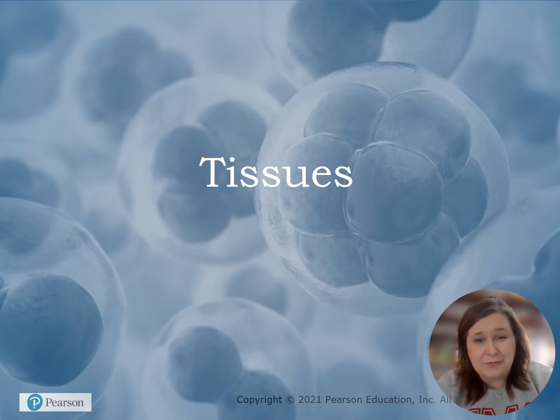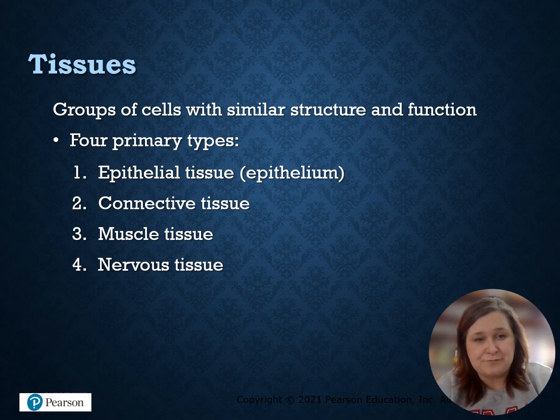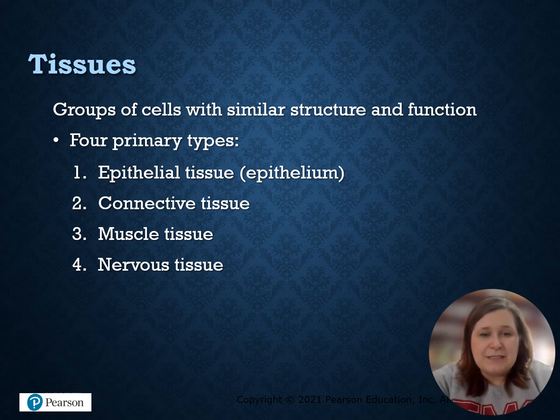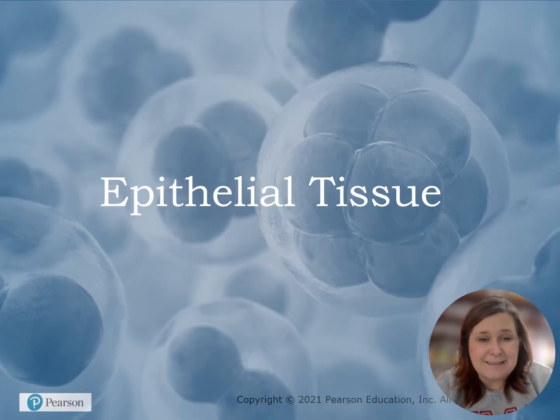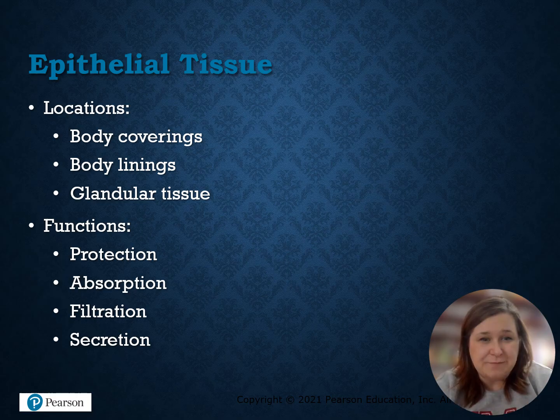So let's talk a little bit about tissues, because tissues are going to be very important for this class. I know we talked about them previously, but we're going to dive a little bit deeper in. So tissues are going to be groups of cells with similar structure and function. We're going to have 4 primary types: epithelial tissue, connective tissue, muscle tissue, and nervous tissue. Let's talk about epithelial tissue first.